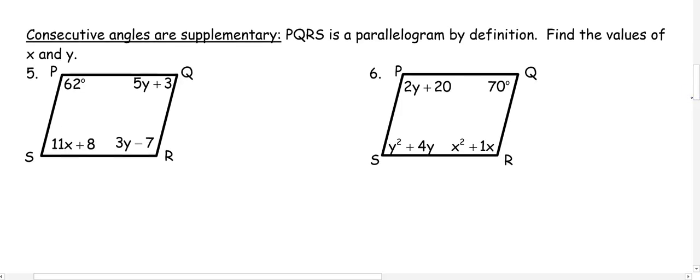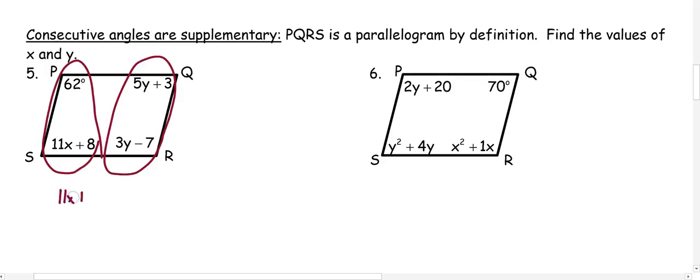Remember also that consecutive angles are supplementary. So if consecutive angles are supplementary, that means together the angles in a row equal 180. So the easiest thing to do in this case is try to keep the variables separate if possible. So I can use these two angles to equal 180, and these two angles equal 180, and my variables are separated. So I have 11x plus 8 plus 62 equals 180.